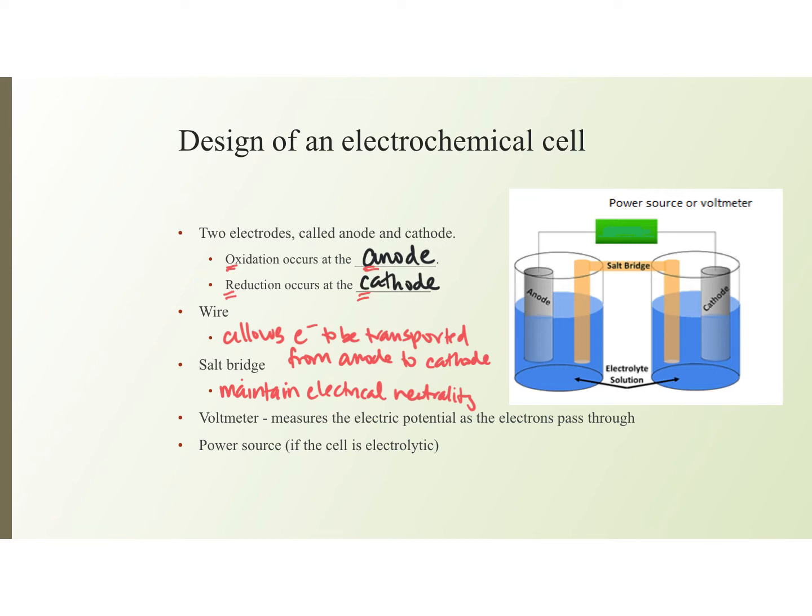Okay, then the next thing you have here is a voltmeter or a power source, or both. It could be one or the other, or both. The voltmeter measures the electric potential as the electrons pass through.